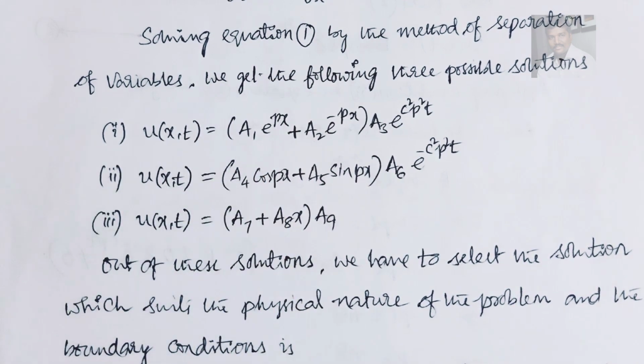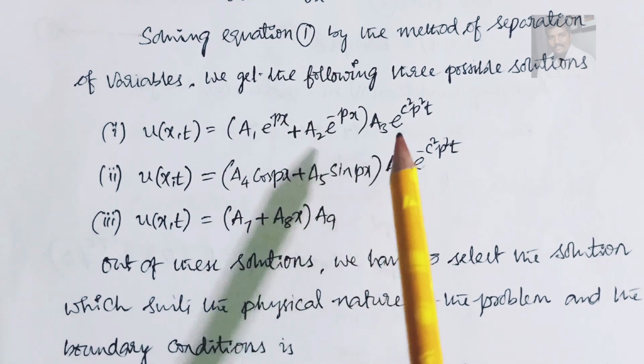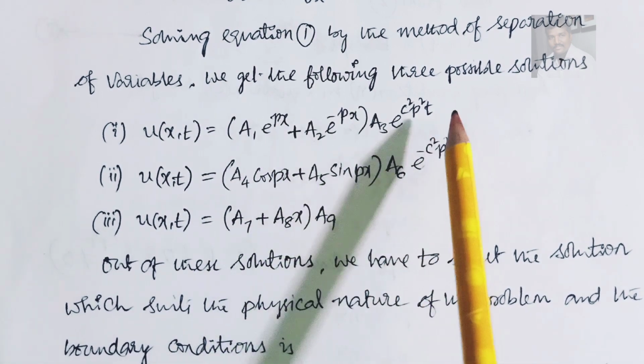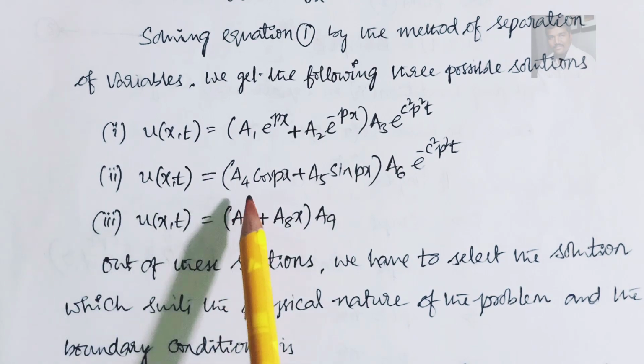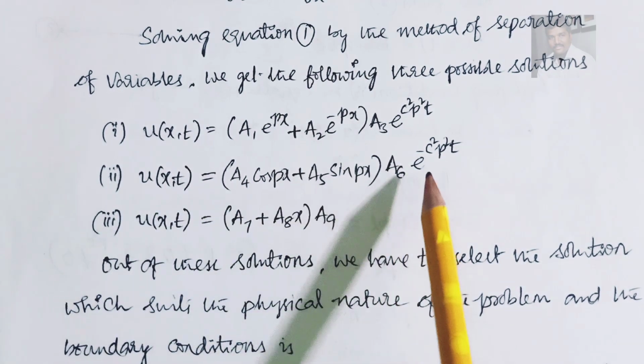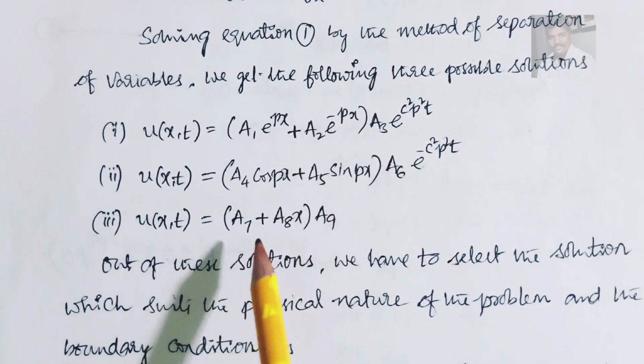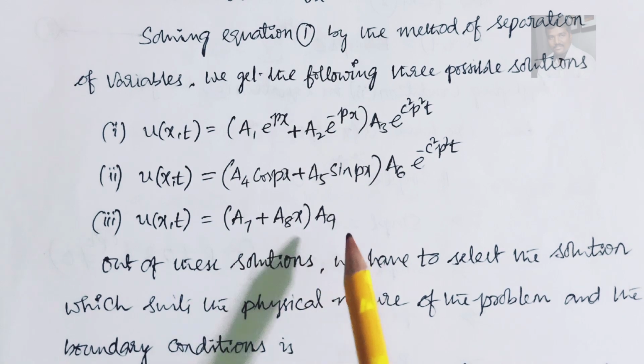u of x comma t is equal to (a1 e power px plus a2 e power minus px) into a3 e power c square p square t, and the second one, u of x comma t is equal to (a4 cos px plus a5 sin px) into a6 e power minus c square p square t. Third one, u of x comma t is equal to (a7 plus a8 x) into a9.